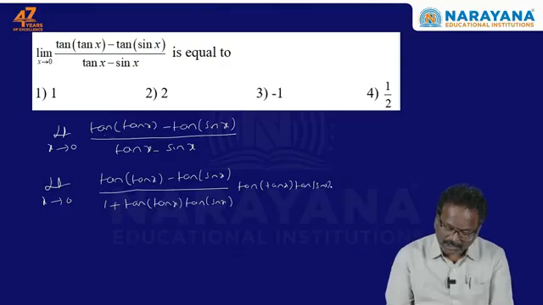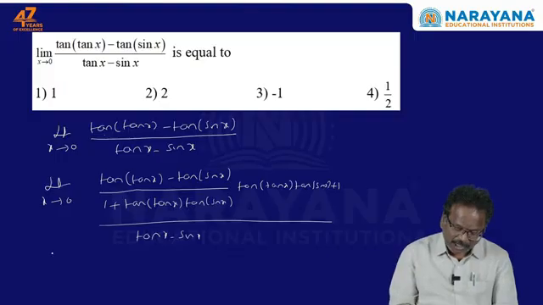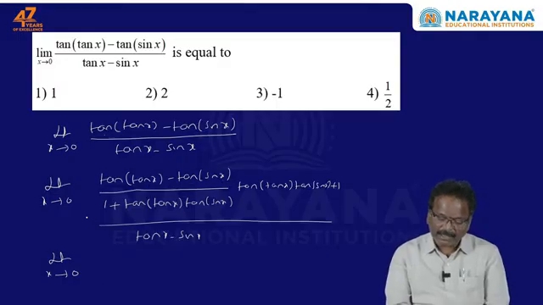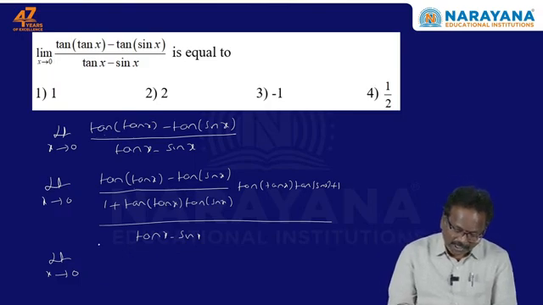Limit as x tends to 0 of tan(sin x + 1)... tan(tan x) minus tan(sin x) divided by 1 plus tan(tan x) into tan(sin x). This is in the form of tan A minus tan B by 1 plus tan A tan B. Therefore, write the tan(A minus B) formula.